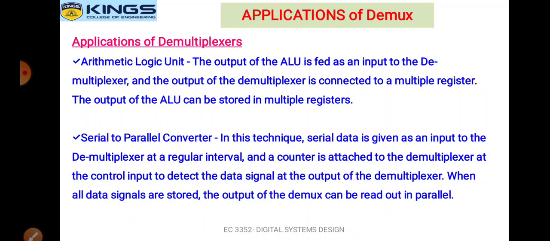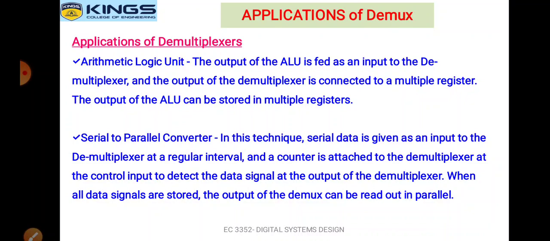Next is the applications of demultiplexer. This demultiplexer is mainly used in the ALU. ALU is the arithmetic logic unit. The output of the arithmetic logic unit is fed as an input to the demultiplexer, and the output of the demultiplexer is connected to multiple registers. The output of the ALU can be stored in multiple registers. So it is used in the ALU.